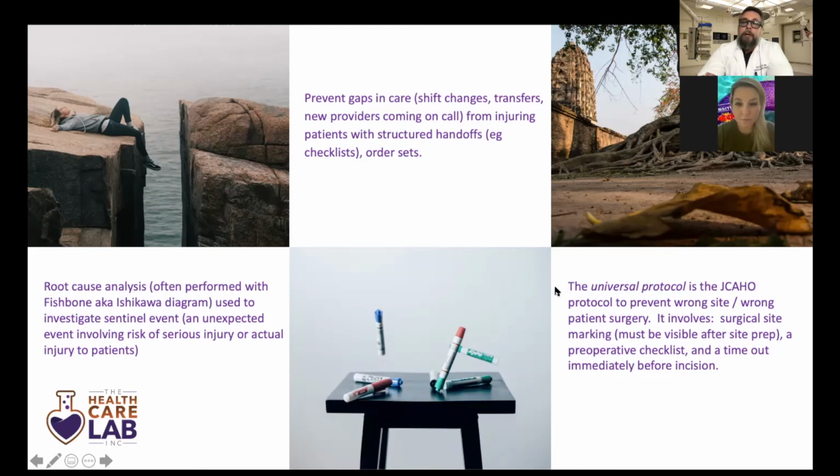As we wind up here, we'll talk about the universal protocol. That's the Joint Commission protocol to prevent wrong site, wrong patient surgery. It involves surgical site marking, where after you prep the site, that mark has to be visible, so you can't wipe it off with betadine or something like that. A preoperative checklist is part of it, and a timeout immediately before incision. That's all part of the universal protocol to prevent wrong site, wrong patient surgery.